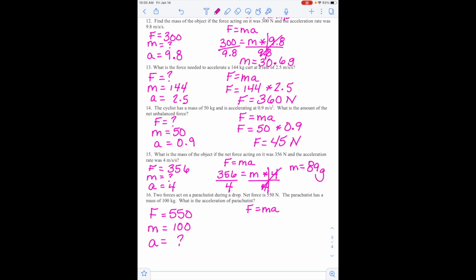So F equals ma. Our F is 550. Our mass is 100. And we are looking for A. So we are going to divide both sides by 100 to get the A by itself. And A is then equal to, I always cross them out to show that they are canceling each other out, the zeros at the end. 55 divided by 10 is 5.5, and acceleration is meters per second squared.